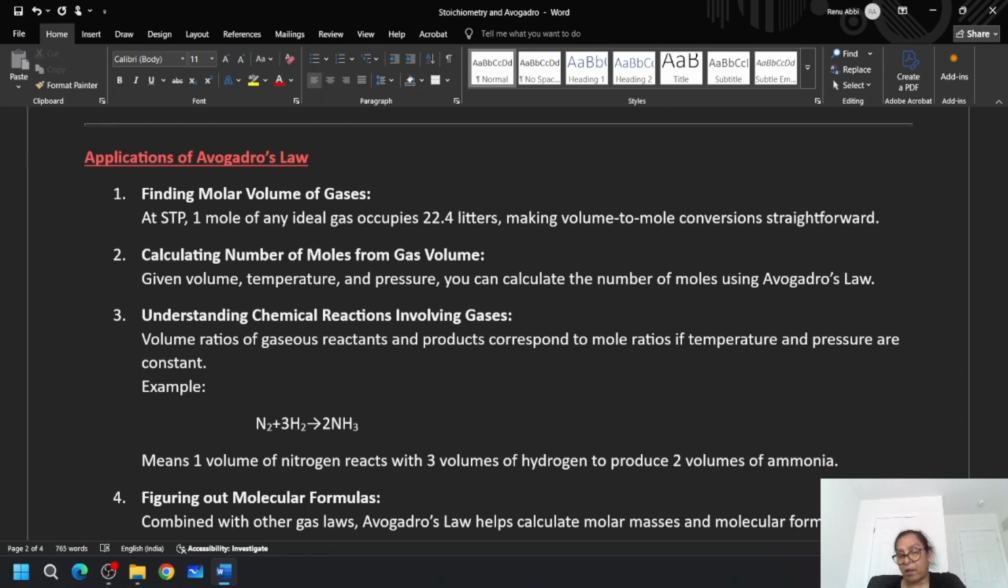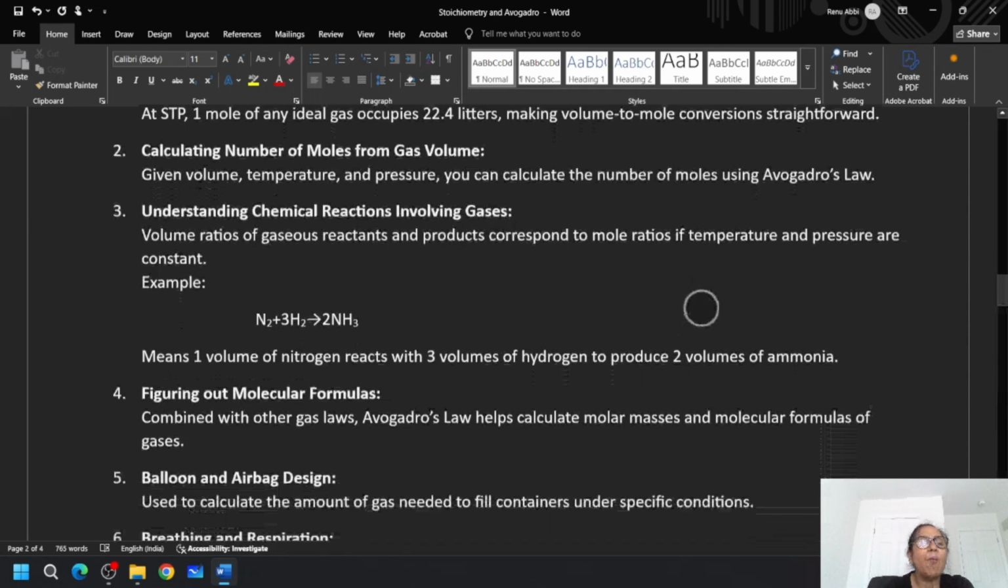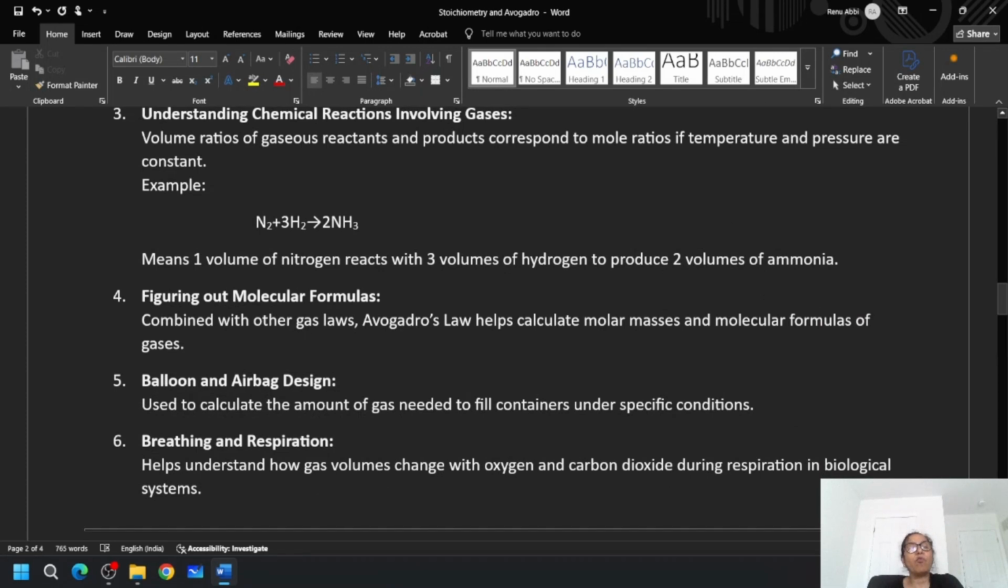If I take the volume, like we have done in the Gay-Lussac's law, 1 volume of nitrogen reacts with 3 volumes of hydrogen to produce 2 volumes of ammonia. Now this also helps in figuring out the molecular formula. It also helps in the formation of formulas, how the formula has been made. Combined with other gas laws, Avogadro's law also helps to calculate molar masses and molecular formulas of the gases.